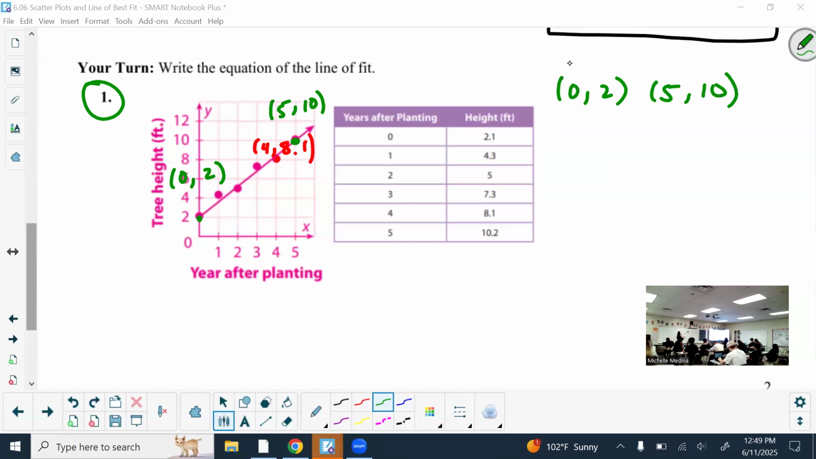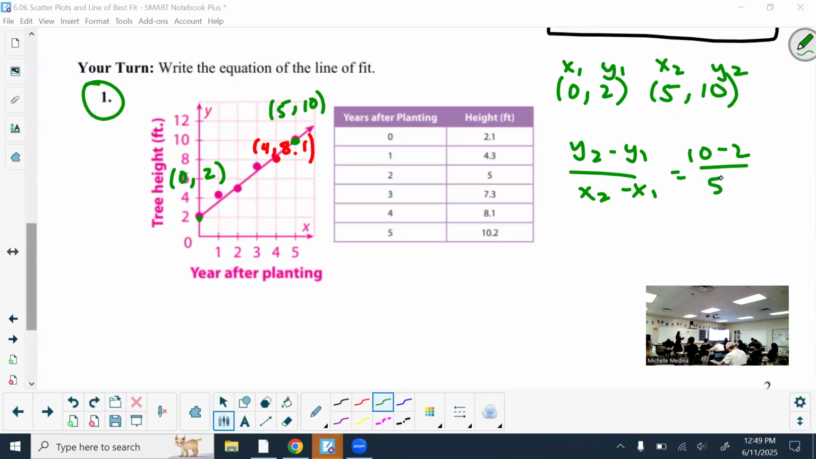Once you pick your 2 points that appear to be on the line, label one of them as x1, y1, the other as x2, y2, and plug it into your slope formula. You'll want to really remember this formula because we use it all the time throughout the rest of high school. It's your average rate. It's on every test. So y2 minus y1, I'd be doing 10 minus 2 over 5 minus 0. Calculator if you need to. 10 minus 2 is 8, 5 minus 0 is 5. When I divide those for my slope, I get 1.6.